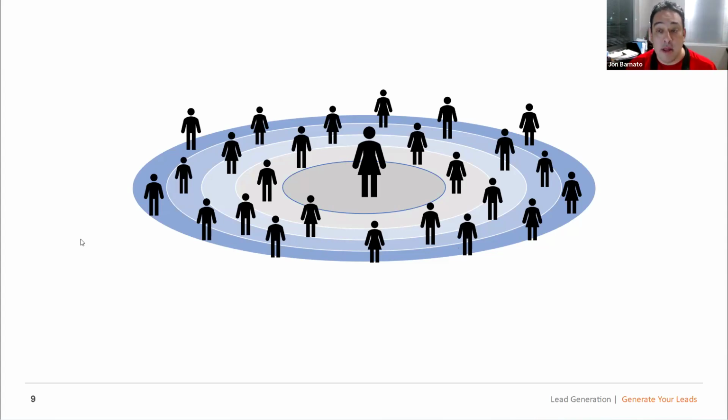All right. So think of real estate like that. Real estate is relationships. No one is going to buy or sell a home, the biggest financial decision in their life, without a relationship. Make sense? They're not going to do it. All right.